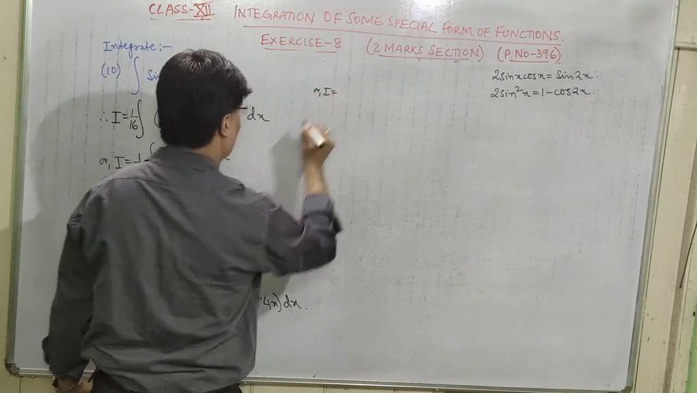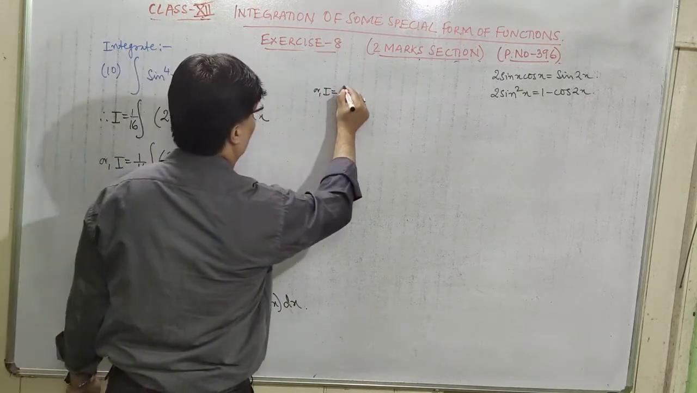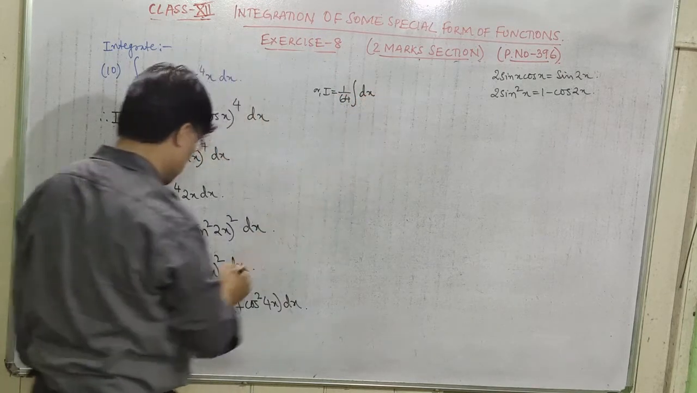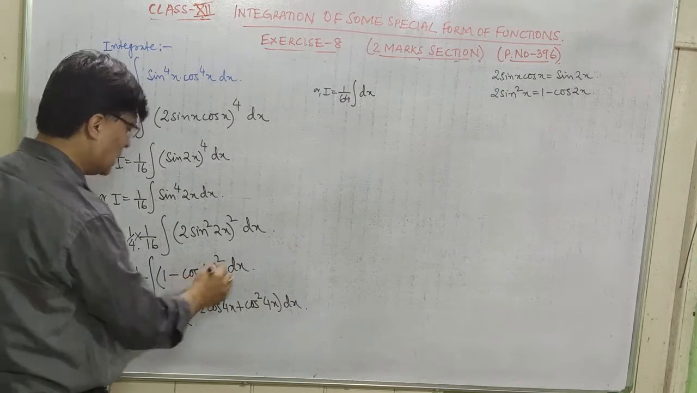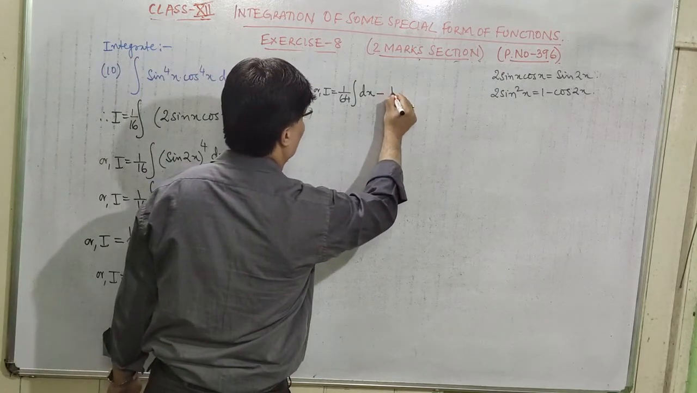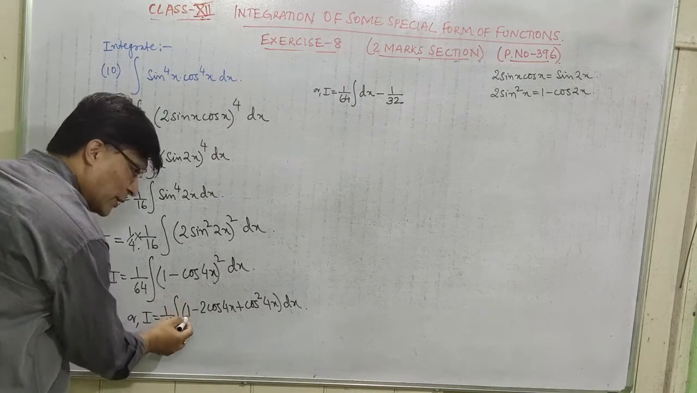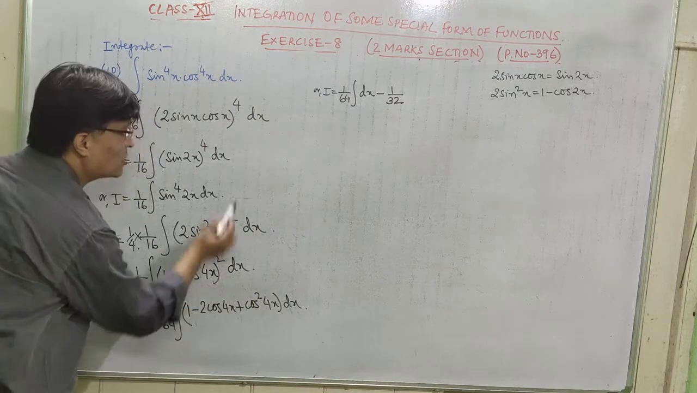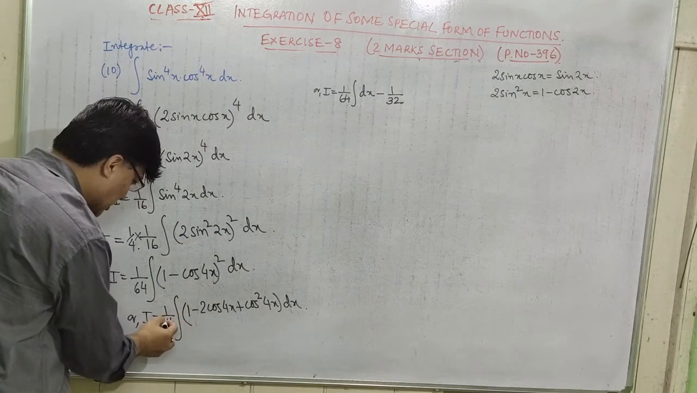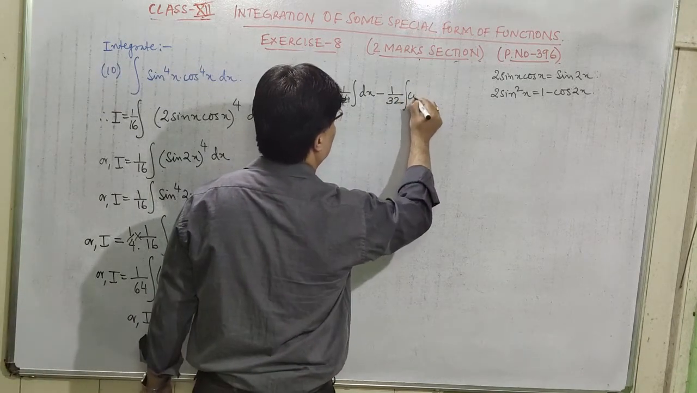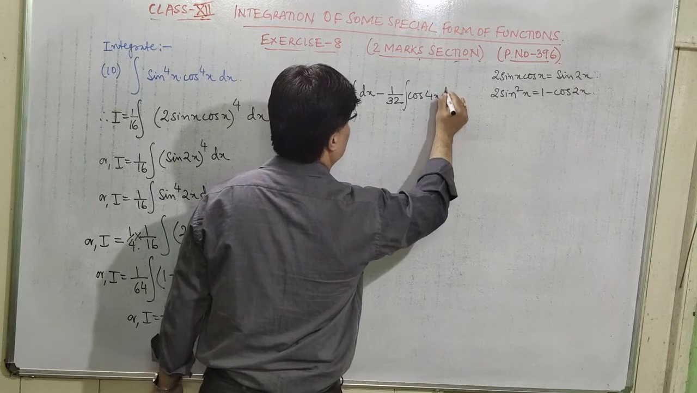Or I is equal to, what is the first term? 1 by 64 integral 1 into dx is dx, minus 2 1s are 2, 2 3s are 6, 2 2s are 4, isn't it? Now you can cancel this 64 by 2, that is 2 1s are 2, 2 3s are 6, 2 2s are 4, that is 32. 1 by 32 integral cos 4x dx.